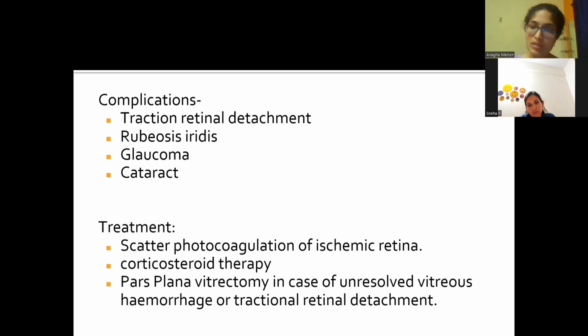One important treatment that we can do is your scatter photocoagulation of your ischemic retina. Okay, scatter photocoagulation can reduce the neovascularization, and it can protect the integrity of the retina. To reduce any associated inflammation, we can give steroids. And if it is a very severe case of vitreous hemorrhage, then we have to take the patient to the vitreoretinal surgeon, and they have to do something called a pars plana vitrectomy.